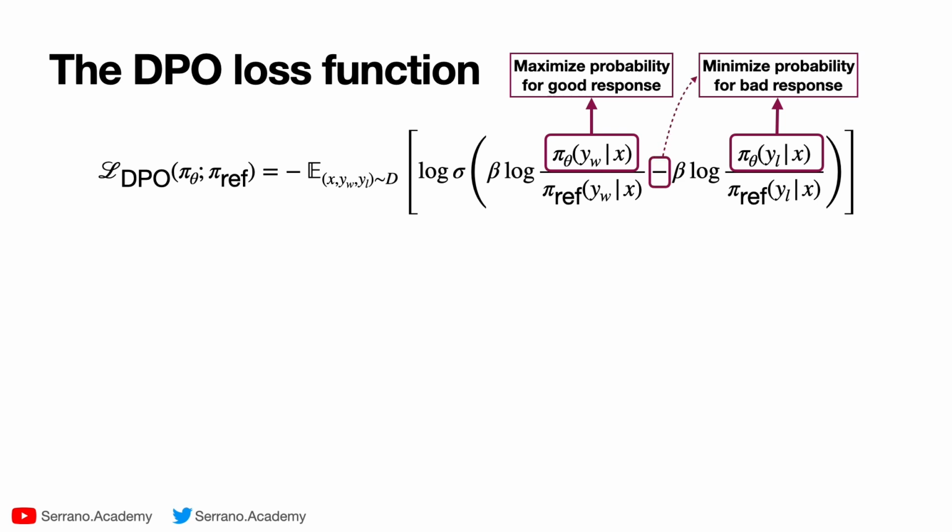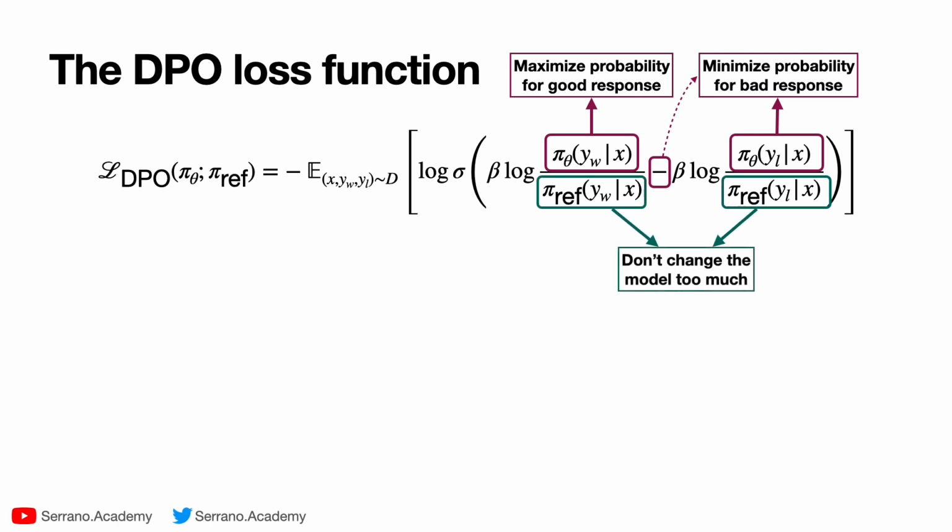Now notice that we also have the probabilities given by the reference model. That is the original model. So here is where we don't want the model to change too much. Now notice that we have this expected value. That's because we're averaging over all the responses. We have a lot of responses that we get evaluated, and the loss function is the average of all these.